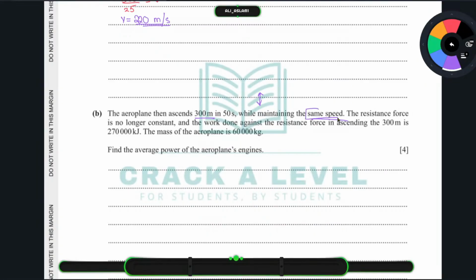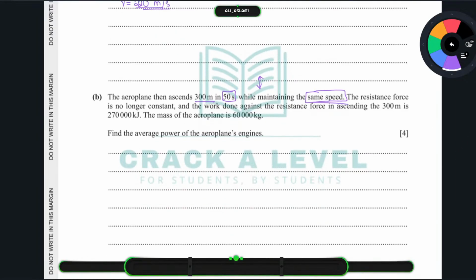So the speed is the same, and it ascends 300 meters in this given time period, and the resistance force is not constant, and the work done against it. Okay, so if this is the aeroplane, it ascended like this, and this is the 300 meters that we are talking about.